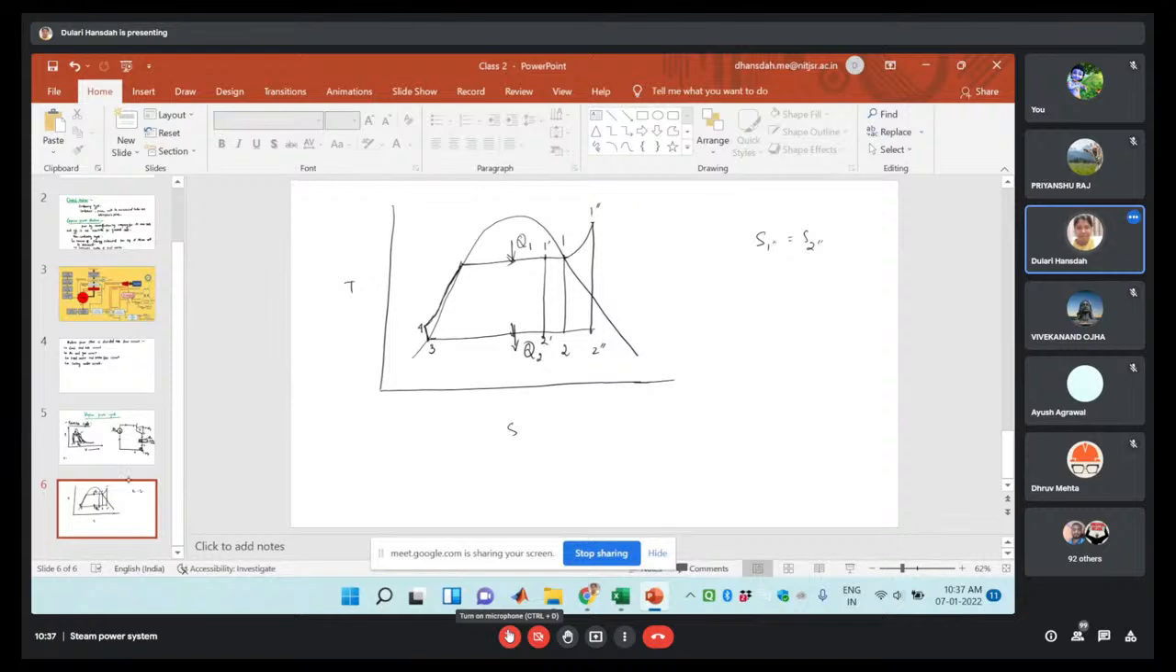I showed you this diagram in the TS plot, drawn like this, like this, like this, for a pure substance, if you remember, okay. So here it is the heat addition process. 3 to 4 is the compression work. Here it is the turbine work. So this is the TS plot of the theoretical cycle, that is the Rankine cycle.